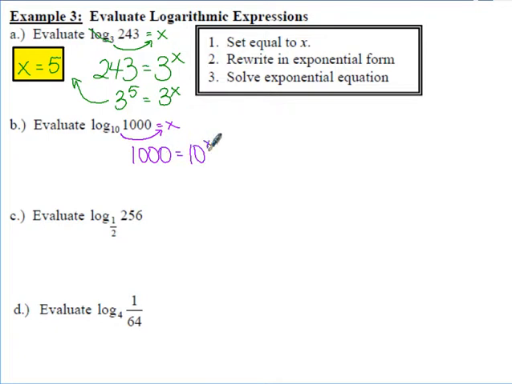10 to what power equals 1,000? 10 to the 3rd equals 10 to the x. So what does x equal? 3.